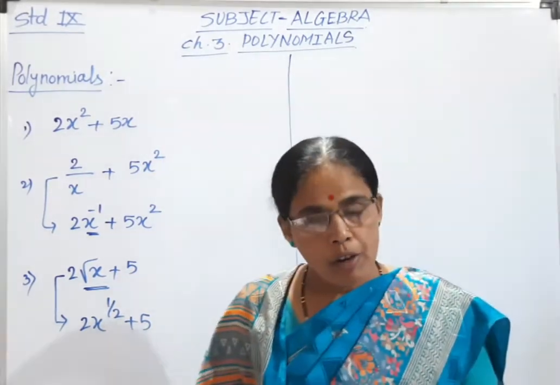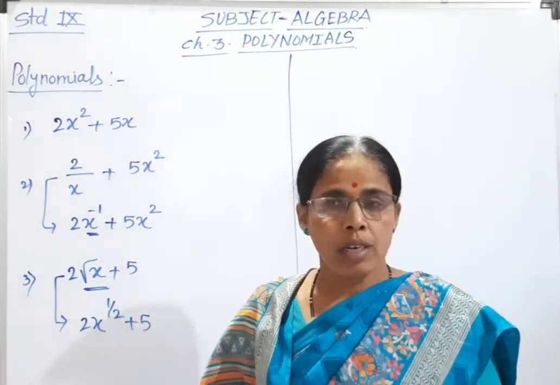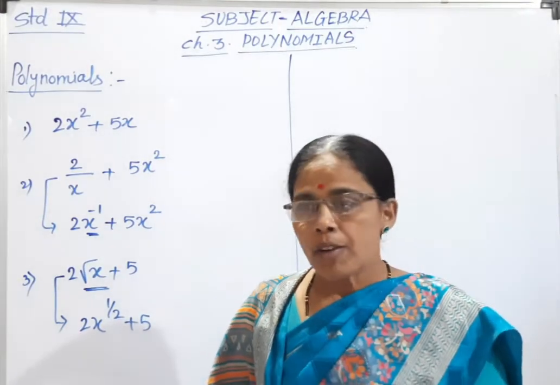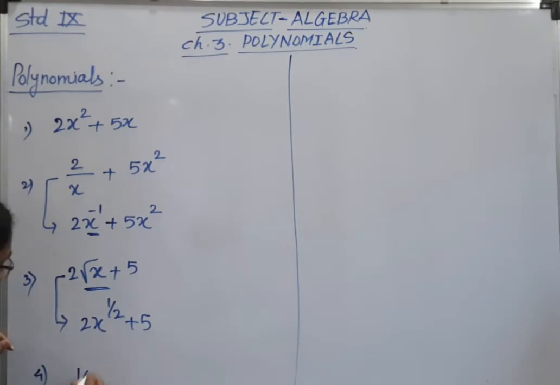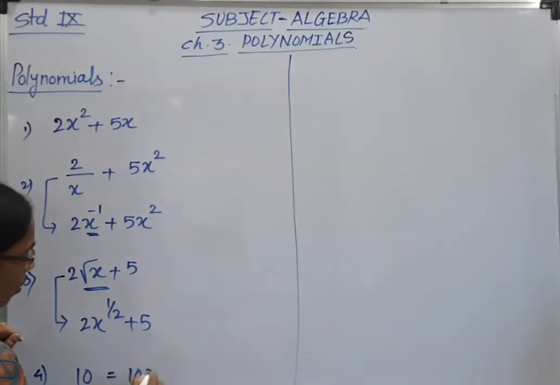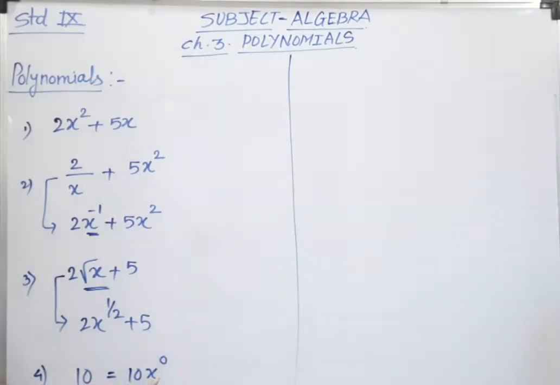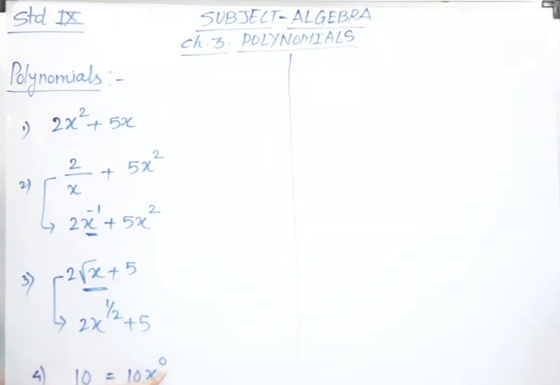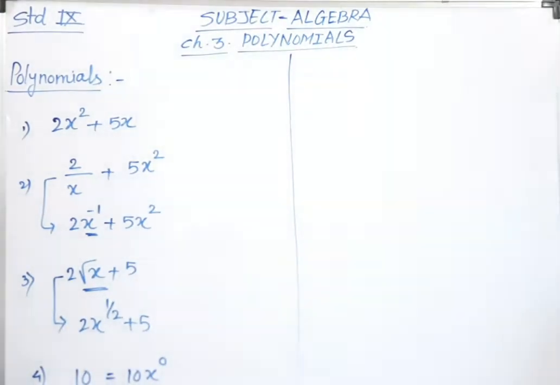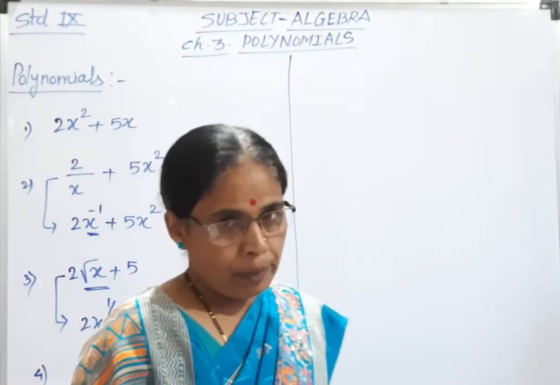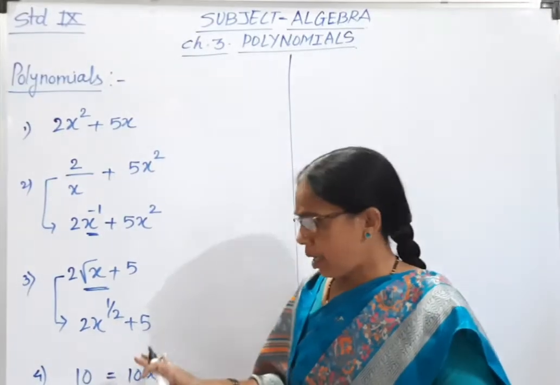So 0 is also a polynomial, and any constant number is also a polynomial, because we can write constants in index form. For example, if only 10 is here, we can write 10 into x raised to 0, and this 0 is also a whole number, and x raised to 0 means the value is 1. So 10 into 1 is equal to 10, and that's why it is also a polynomial. So any constant number including 0 is also a polynomial.